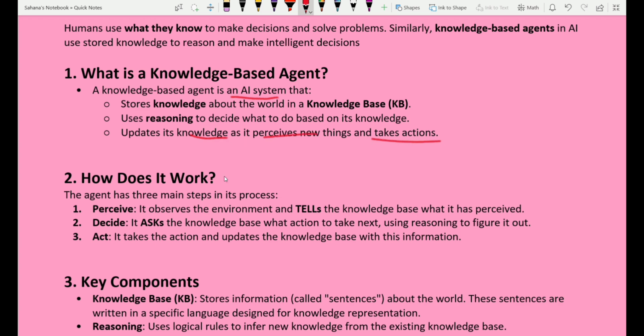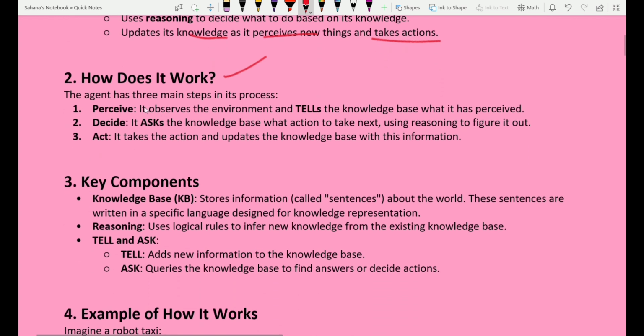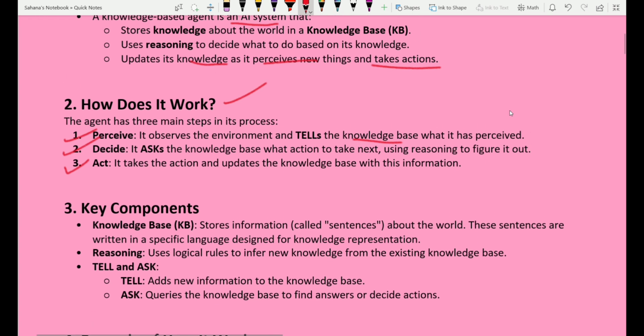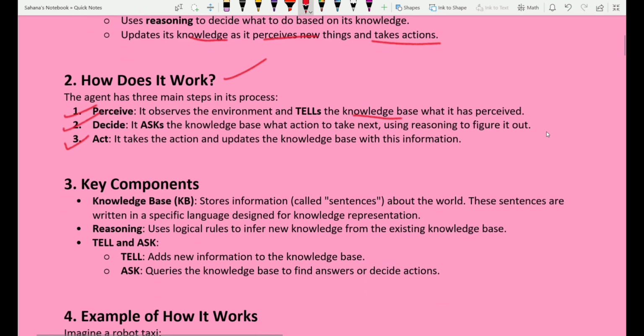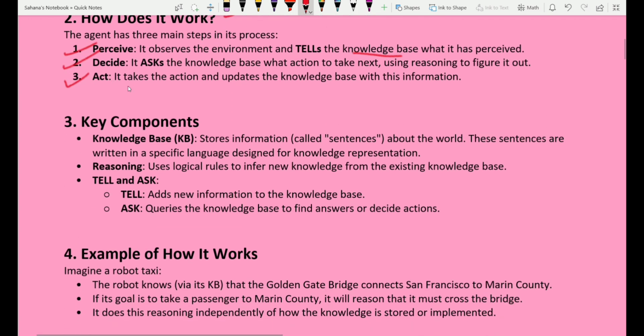Now we'll see how it works. There are 3 steps in its process: perceive, decide, and then act. Perceive means it observes the environment and tells the knowledge base what it has perceived, meaning it stores the knowledge about the environment. Then it decides: it asks the knowledge base what action to take next. Tell means it will tell the knowledge. Ask means it will ask how the action can be performed. Then it acts: it takes the action and updates the knowledge base with this information.